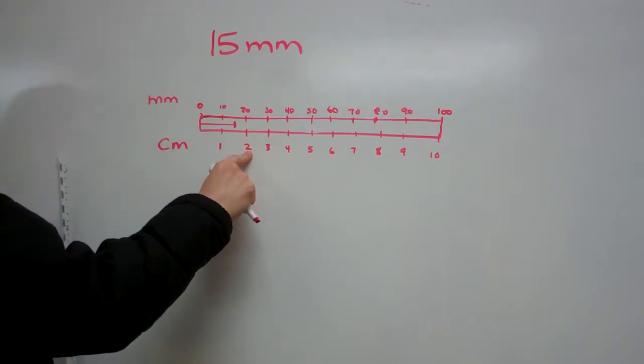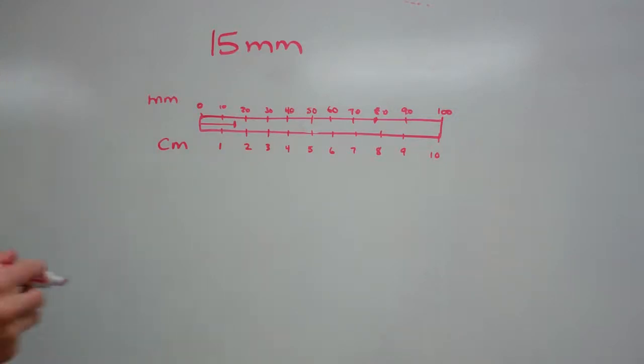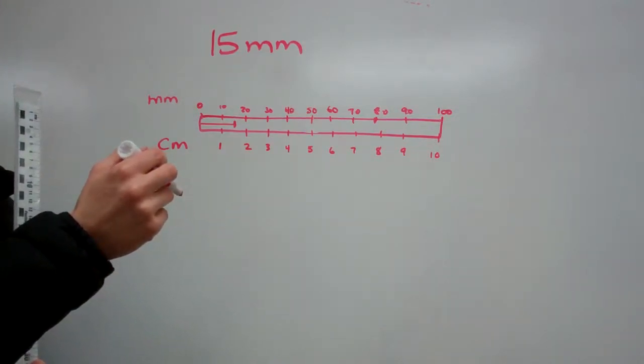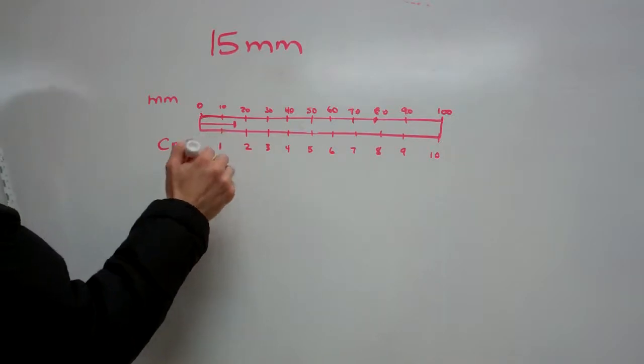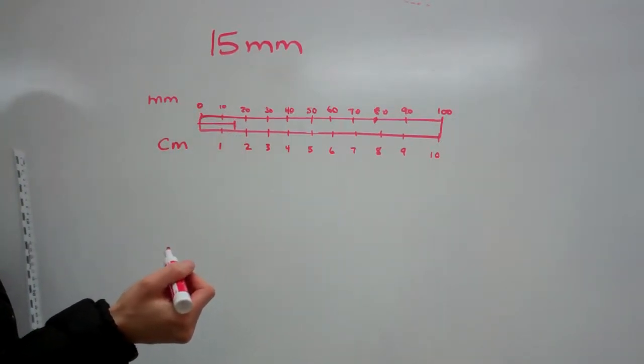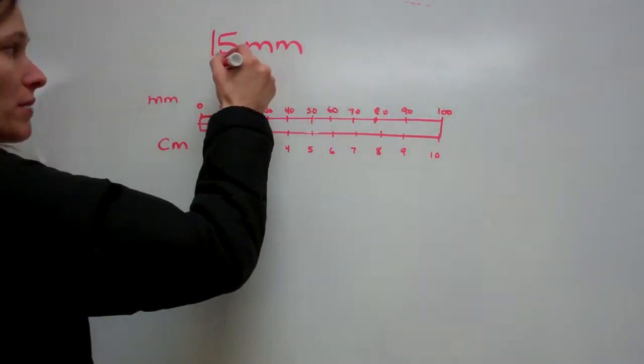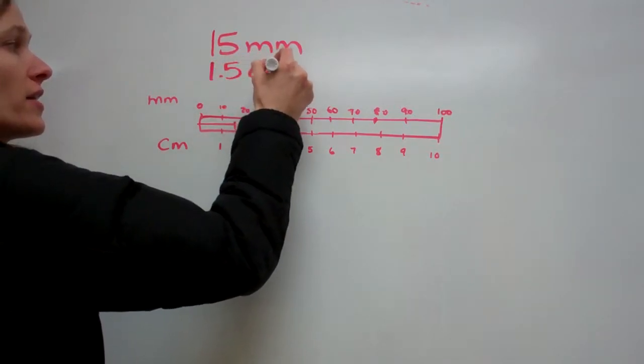1.5. And did you know the decimal form of a half is 0.5? It's 1.5. So this is not just 1 centimeter long. It's 1 and a little bit more, and 0.5 is a half. Do all y'all know that? So it's 15 millimeters, but it's 1.5 centimeters.